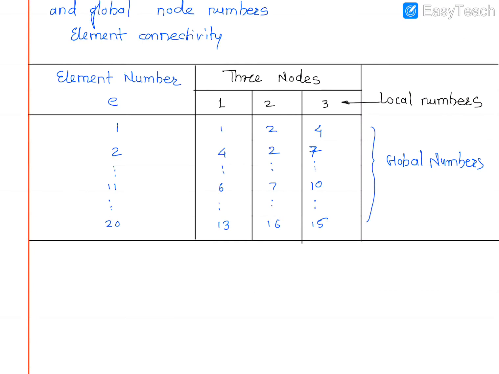So like this we can prepare the element connectivity table for each element up to the last element 20 with 13, 16 and 15 as node numbers. These numbers are global node numbers, whereas this will represent the local node numbers. So in this way we can discretize the two-dimensional region with triangular elements or any other type of elements, and we can give the node numbers and element numbers as per the requirement.